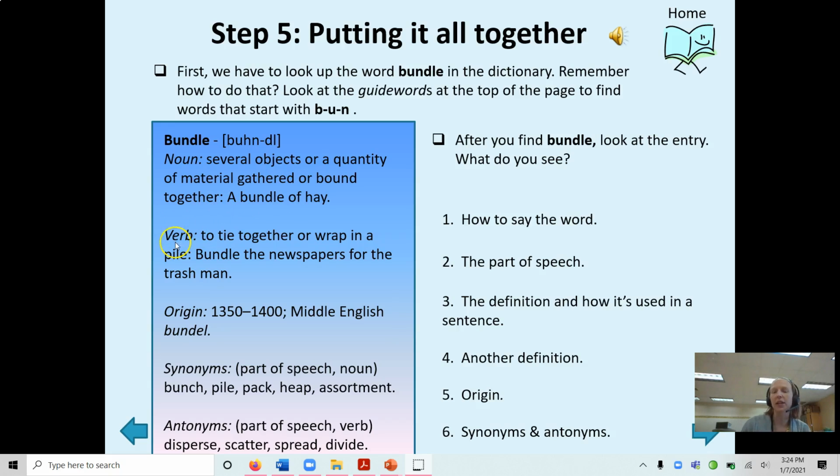It also says it can be a verb. To tie together or wrap in a pile. For example, bundle the newspapers for the trash. We also have the origin. We see that it was made in Middle English. We have some synonyms such as bunch, pile, pack, heap, and assortment. And we have antonyms such as disperse, scatter, spread, and divide.